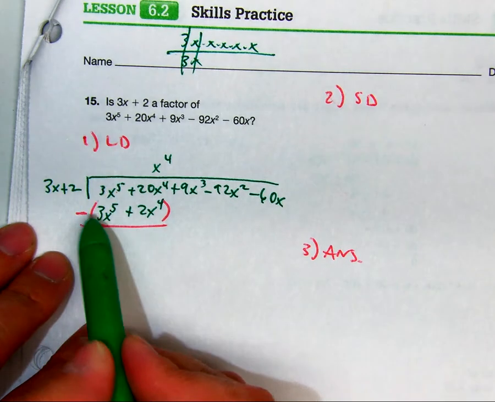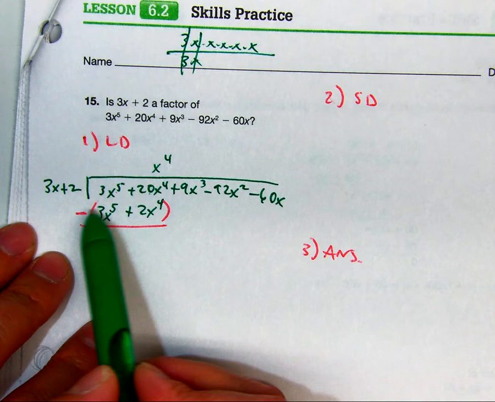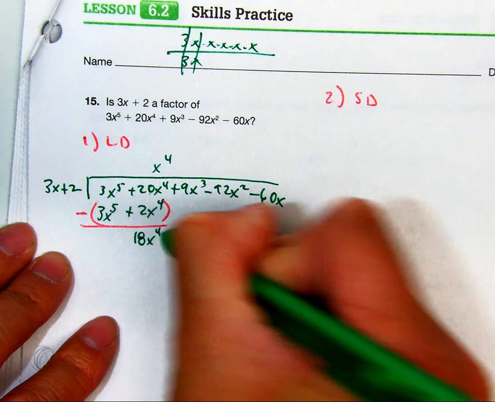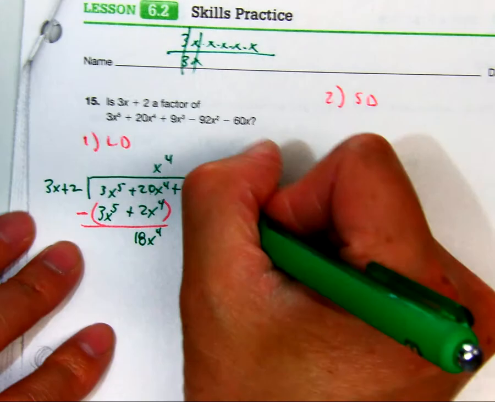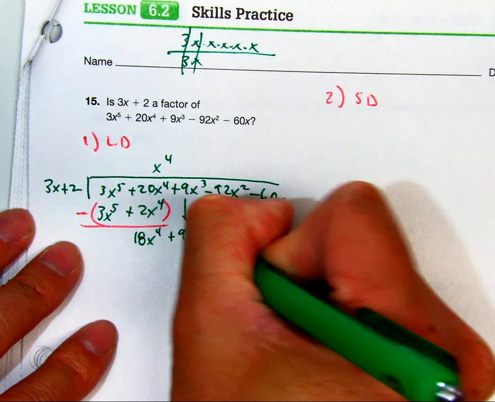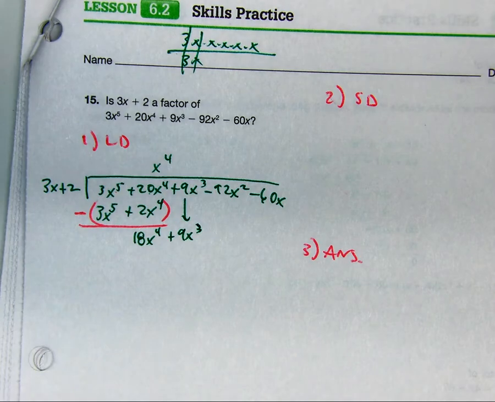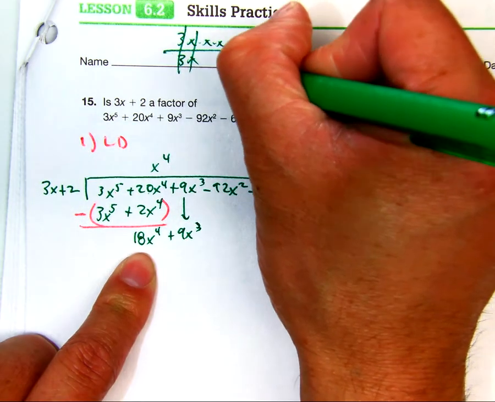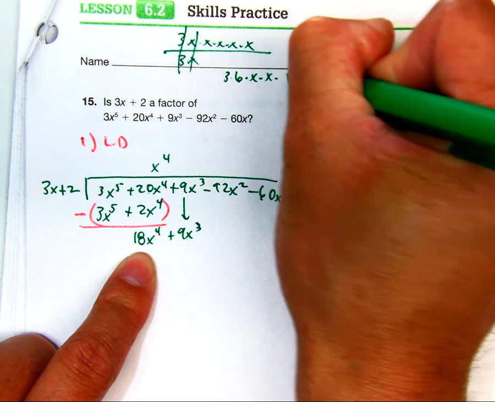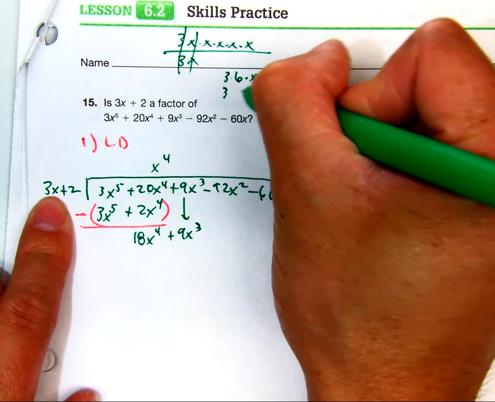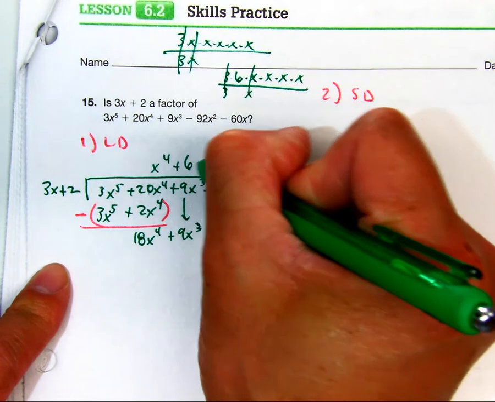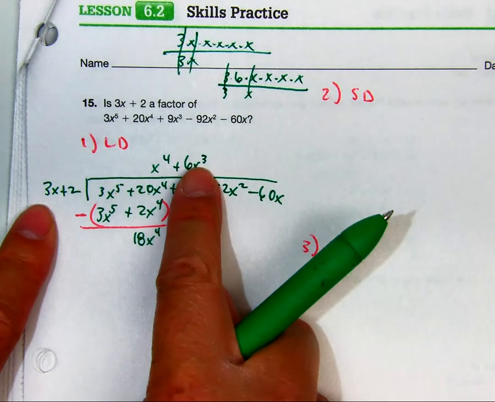Class, 3 minus 3? 20 minus 2. 18. 18x to the 4th. Now what? Bring down the 9. Class, how many times is 3x going into 18x to the 4th? Let's write that out. Here's my side problem. 6x cubed. Class, go ahead and multiply.